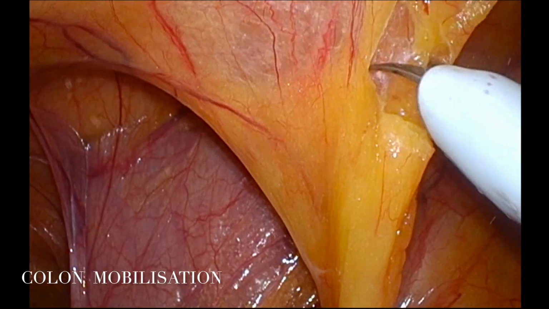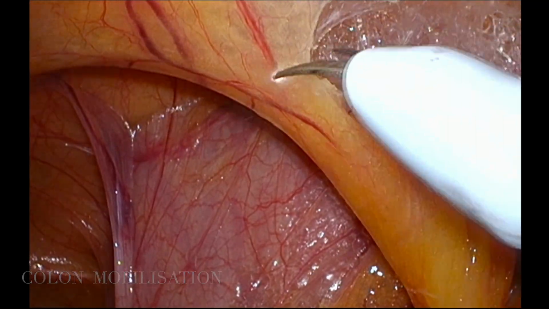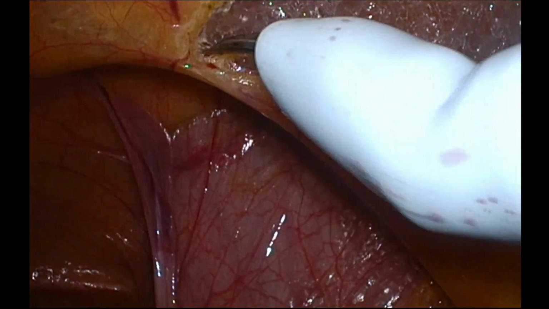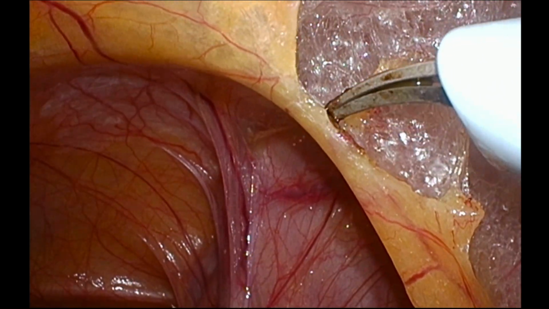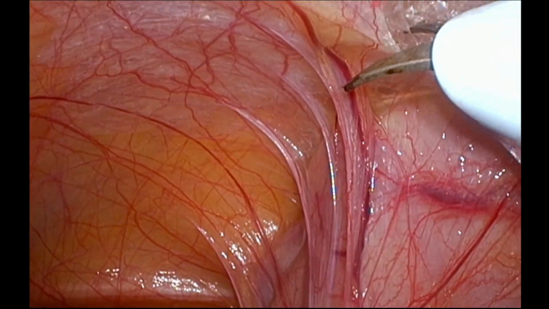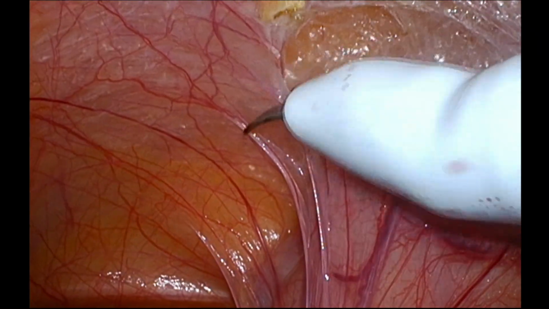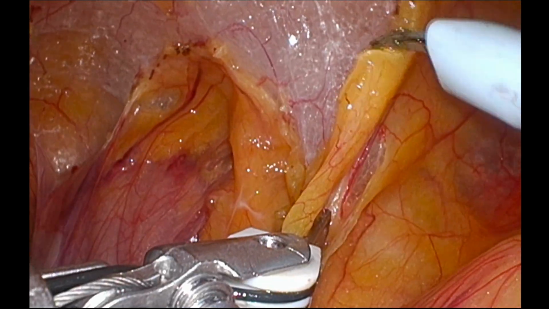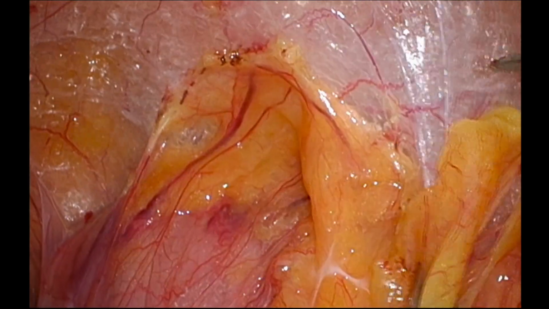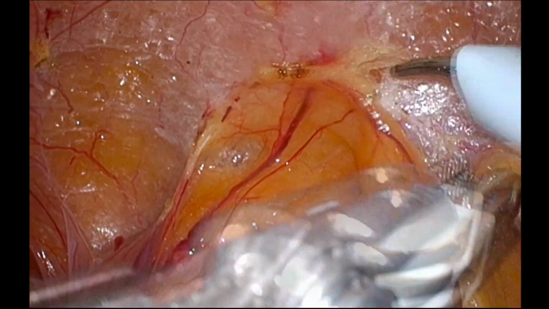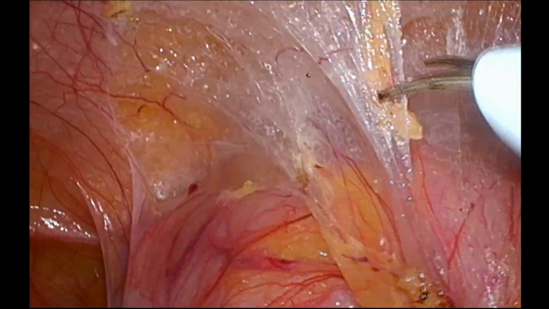The ascending colon is mobilized by incising the line of Toldt, that is the peritoneal reflection lateral to the colon. The colon is gently moved medially to expose the retroperitoneum which contains the right kidney, renal vessels and ureter.